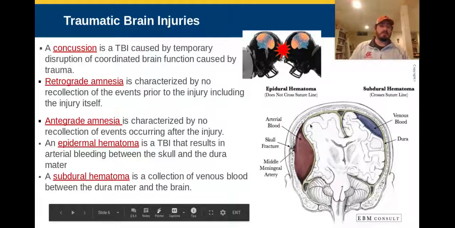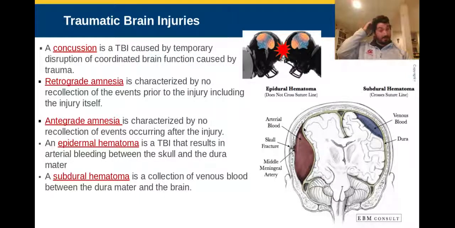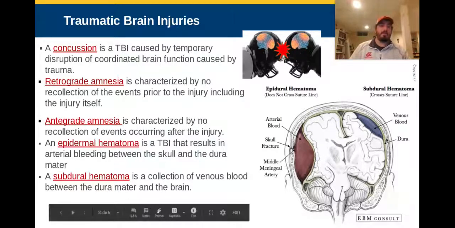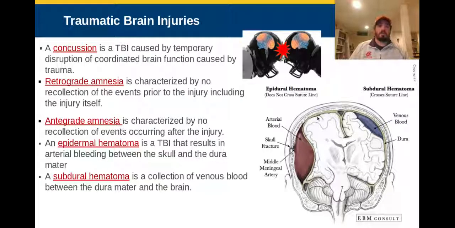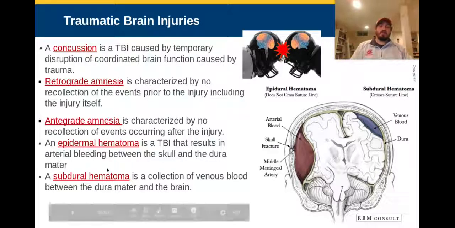So, two types of these hematomas that are really deadly, all right? And I'm not going to get crazy into the anatomy here, but you have your brain, you have your skull, and then you have this connective membrane called the dura, which you can see right here in white, between your brain and your skull. It's kind of like a waxy covering around your brain. So an epidural hematoma is a TBI that results in bleeding between the skull and the dura mater.